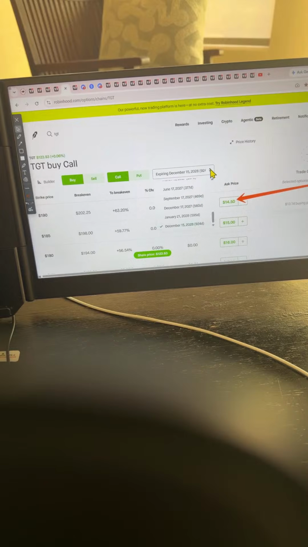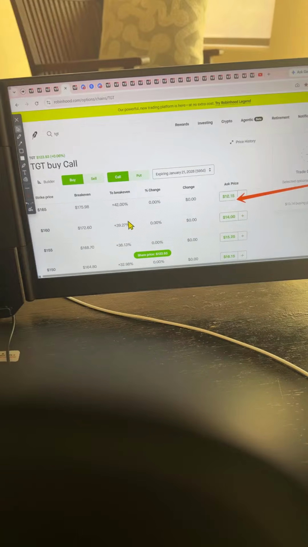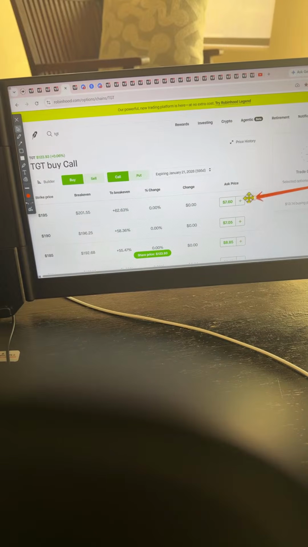I'm going to look for this to be like $1, $2, $3 or under if we can get there. So if we can't go out that long, let's go to January 2028. We're going to scoot up again. Oh, now these have 195s at $7. That's not bad. I wonder what the median price is on those. Well, at any rate, we're going to skip that one. We're going to go to December 2028.